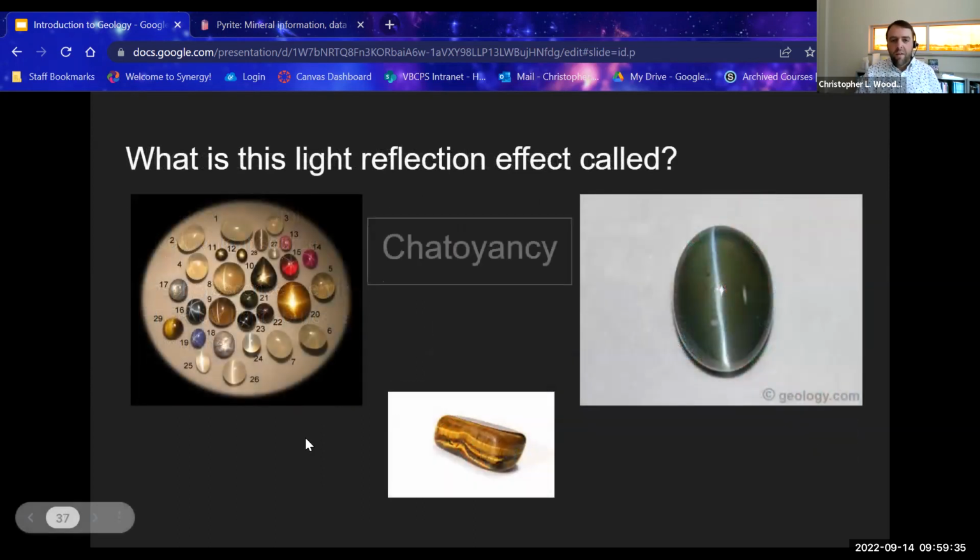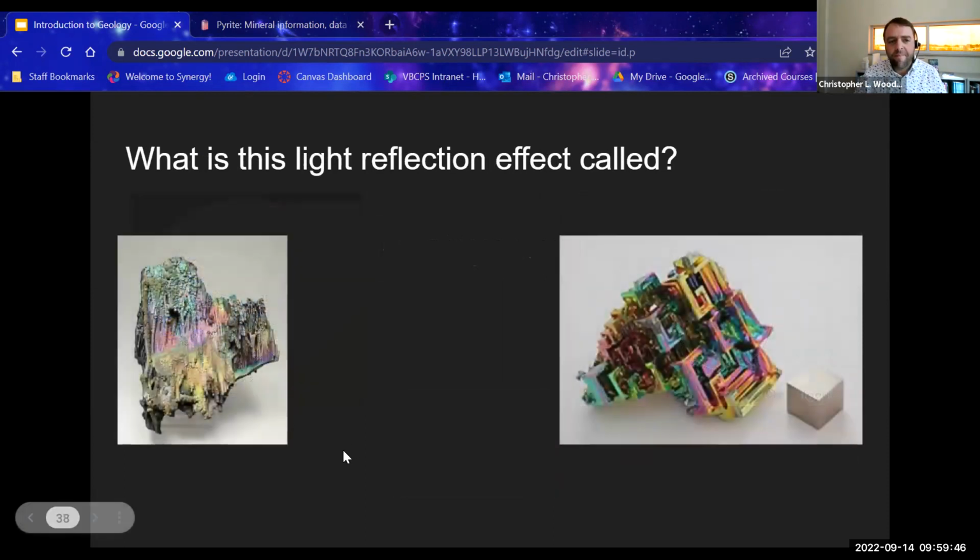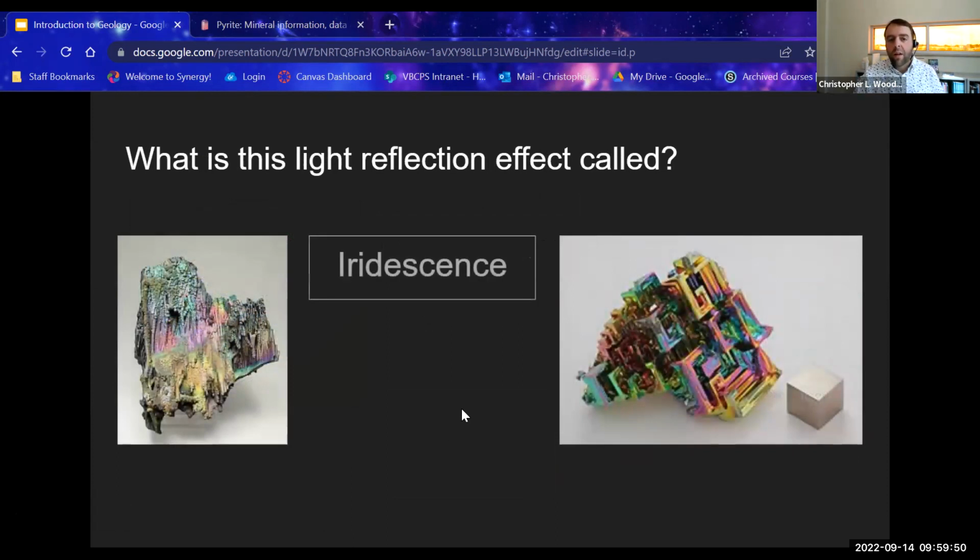This is chatoyancy, the cat's eye effect. And you can see tiger eyes have that effect. You'll see that a lot. This is an interesting one. This one is called iridescence. Iridescence is the rainbowy effect. I have a sample in the back of the class of bismuth. And that's what you see here on the right-hand side. That's iridescence.